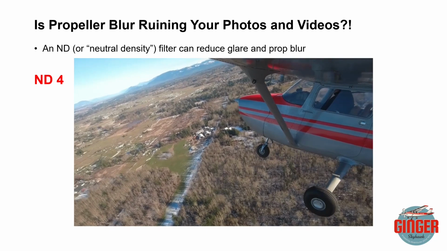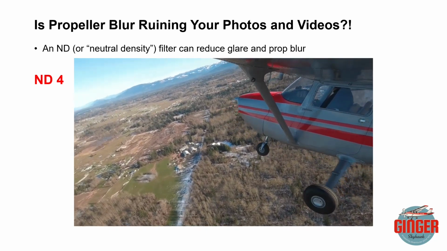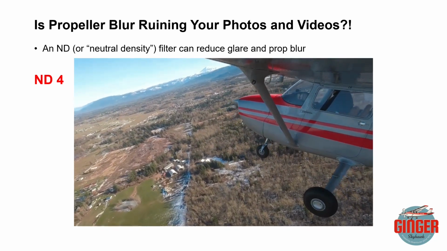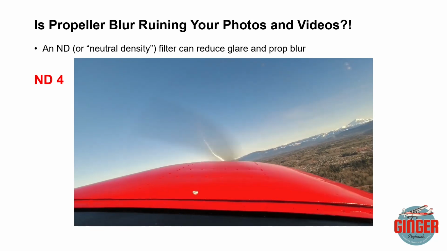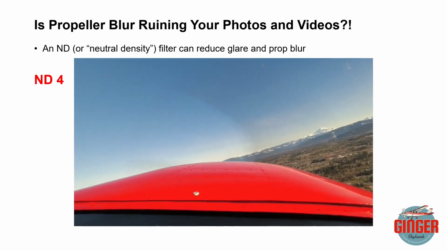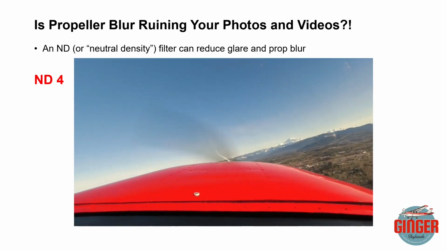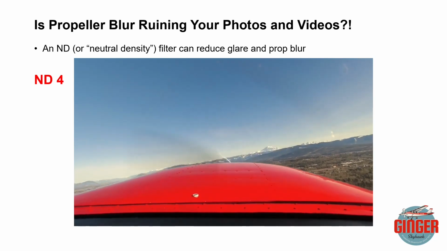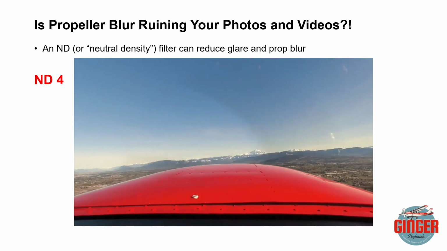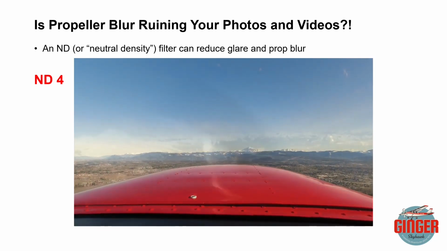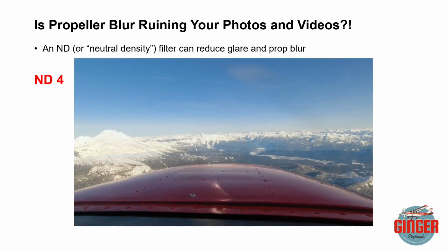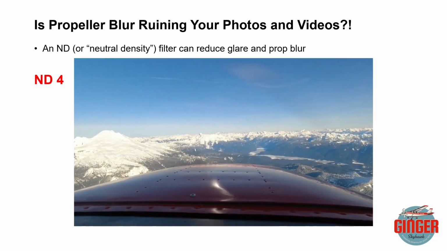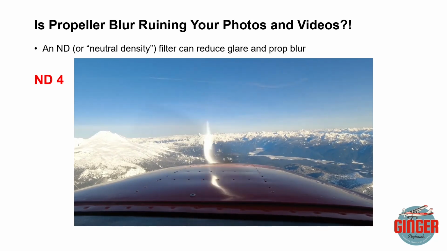In this particular video, I have the sun behind me, and this is one of the hardest ways of capturing images. See the light reflection in the lower part of the propeller just above the cowl? That's the glare of the sun right behind me. And you can see it's even a little bit more pronounced in this particular shot. Really difficult to get rid of, but it's so much better because of that ND4 filter.